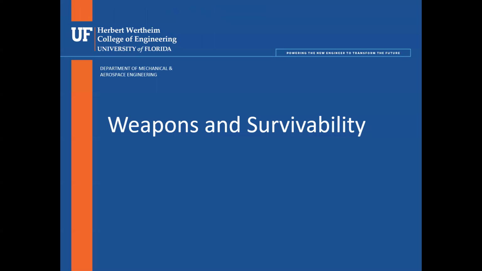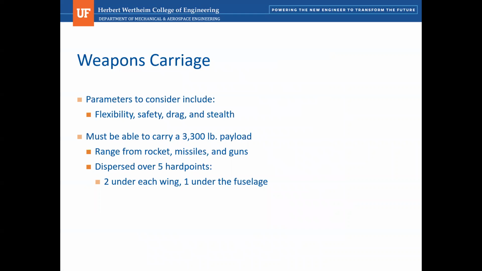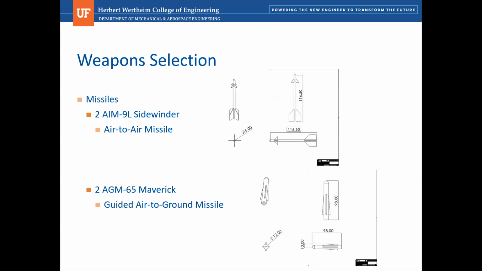Slide. So the next part is weapons and survivability. The weapons carriage. There were a lot of parameters that we had to consider when we were looking at which weapons we wanted to select. Flexibility, safety, drag, and stealth were just a few of them. Our design requirement was to carry a 3,300 pound payload, and we could choose from a range of rockets, missiles, and guns dispersed over 5 hardpoints, and we chose to have 2 under each wing and 1 hardpoint underneath the fuselage.